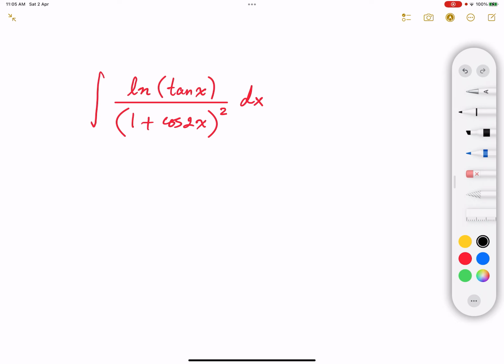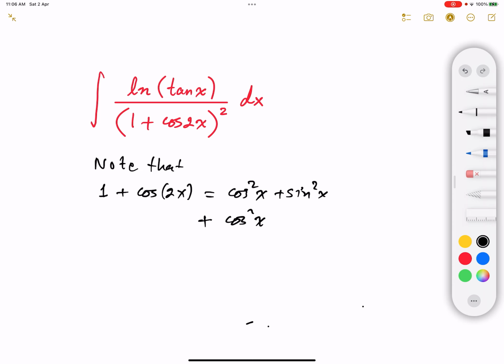So first of all, note that 1 plus cosine twice x is equal to cosine squared of x plus sine squared of x, plus cosine squared of x minus sine squared of x. So the first part here is basically the 1, and this part here is equal to cosine twice x.